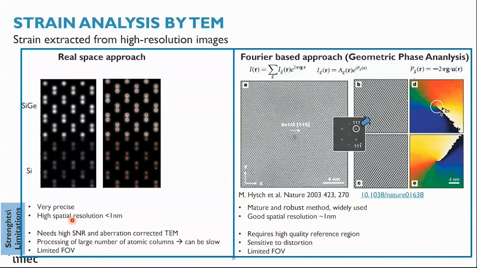The real space approach is very precise and provides high spatial resolution, less than 1 nanometer, but it has some limitations. It needs a higher signal to noise ratio and aberration corrected TEM. Processing of a large number of atomic columns can be slow, but this depends on the computer and the algorithms that you use. And finally, it is limited in field of view, about 200 by 200 nanometers maximum.